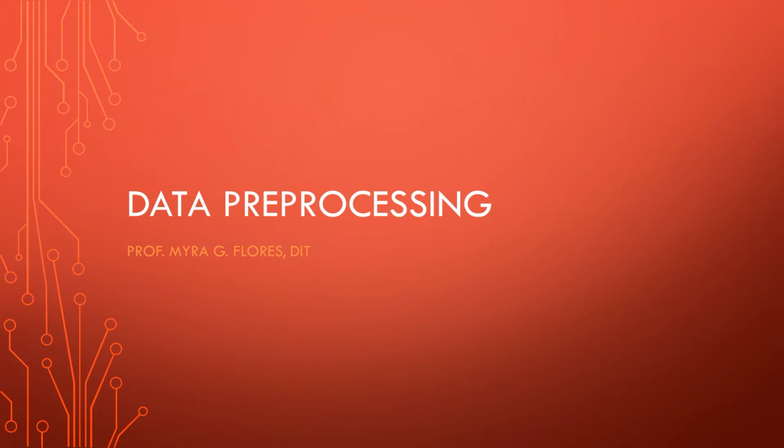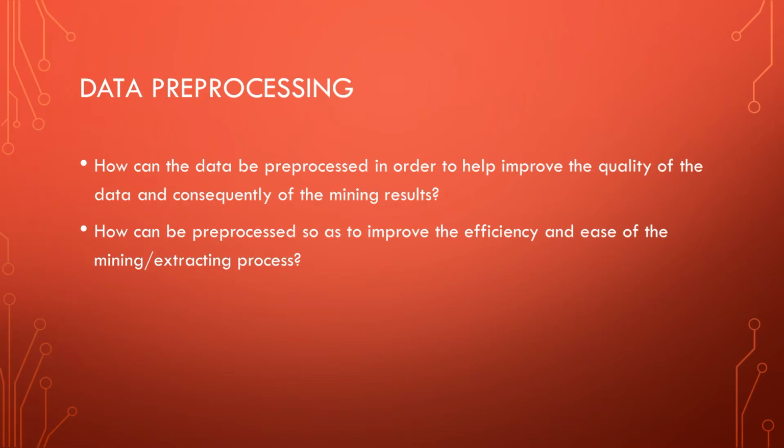Real-world databases are highly susceptible to noisy, missing, and inconsistent data due to their typically huge size of several gigabytes or more, and they likely originate from multiple heterogeneous sources. So low quality data will lead to low quality mining results. Now, the questions are: how can the data be pre-processed in order to help improve the quality of data and consequently of the mining result? And how can the data be pre-processed so as to improve the efficiency and ease of the mining process?